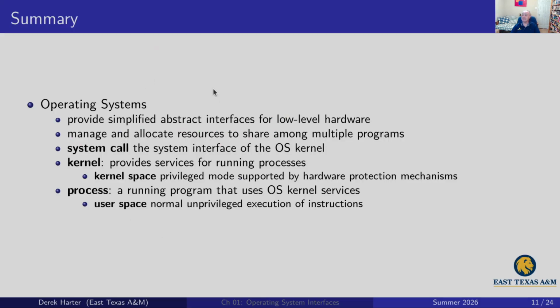Okay, so with that, that's it for this first video, the first part of chapter 1. In this video, we started off with some general things about operating systems, what they are. You can think of them as resource managers. An OS provides a simplified API between user applications or user processes and low-level hardware. They are managers that allocate resources to share among multiple programs, to allow multiple processes to run and use the hardware successfully.